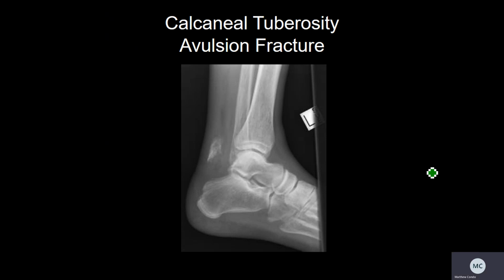This one's an interesting one, right? So this one, the Achilles tendon has ripped off a piece of the calcaneus. We can see that piece of the calcaneus that's been removed right there. So it looks like an increased area of radiodensity or bone density in a spot where we don't normally see bone.